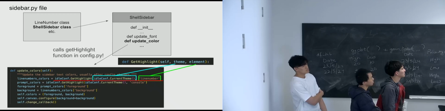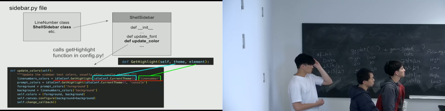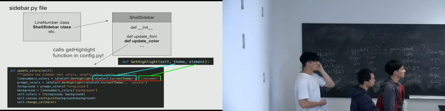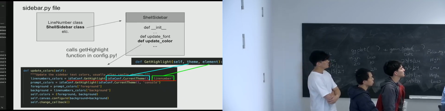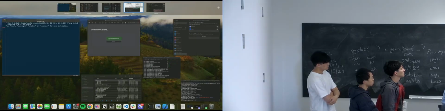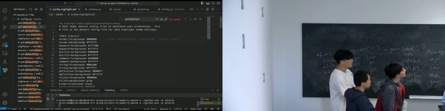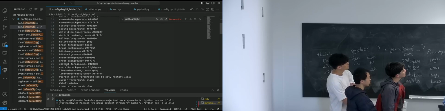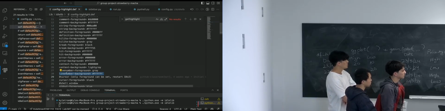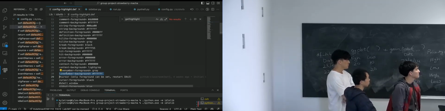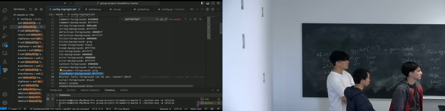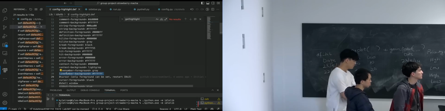So that's the definition for get highlight. You can also see there's a theme, and that's the element. So it's passing line number as an element. As we mentioned earlier, with get highlight we get the colors from the config highlight.def, so it's getting the color from here, line number foreground and line number background. There's a reason it's called line number: it's also the background color for the show line number sidebar when you do show line number in the Python editor.